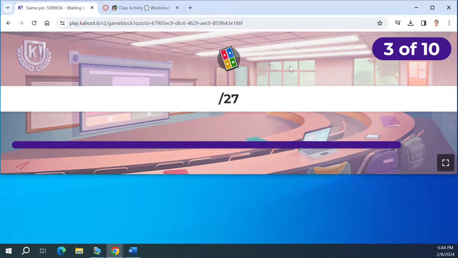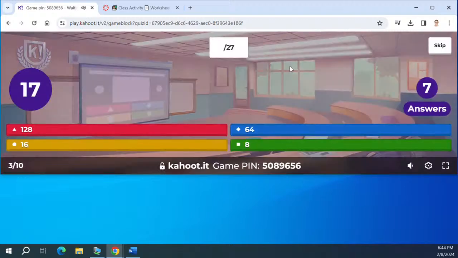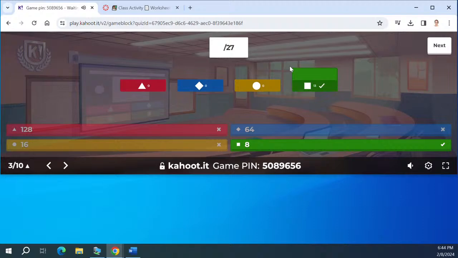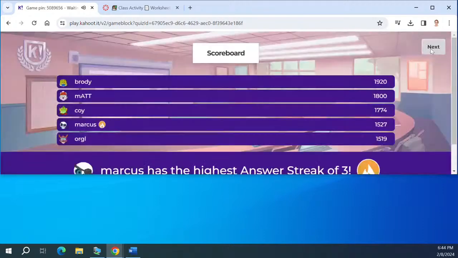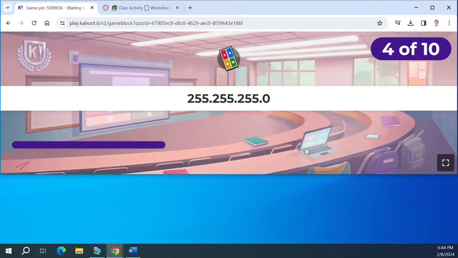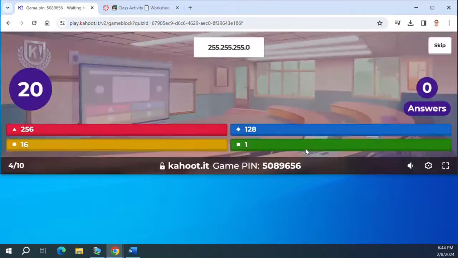How many network bits are we dealing with for a /27? Okay, somebody other than Jason answer. And somebody other than Matt. Thank you, Brody. 3. So 2 to the power of 3 is 8. Two raised to what power? 8.